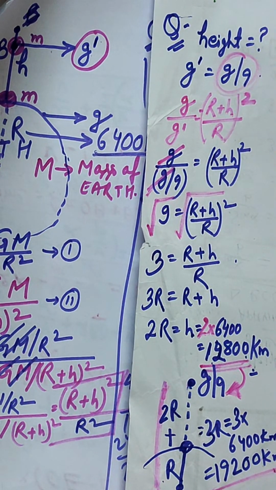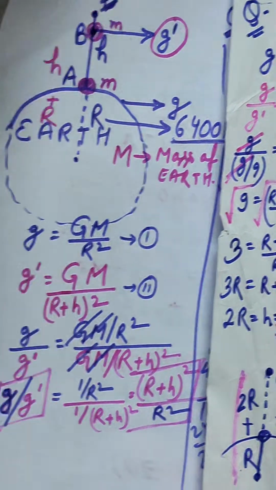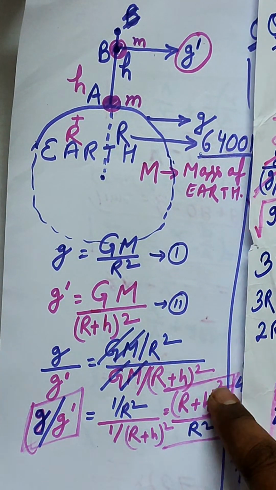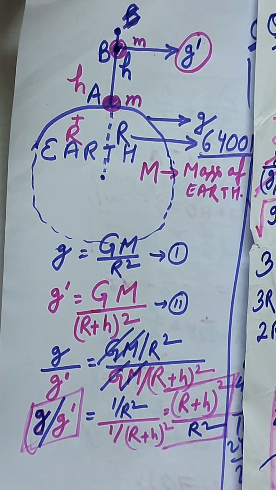I hope students you liked today's session on gravitation and the derivation of the formula, that is g by g dot equal to (R plus h) whole square by R square.